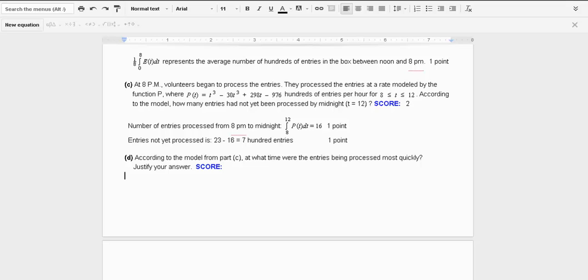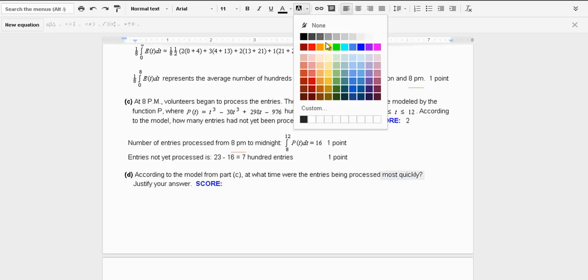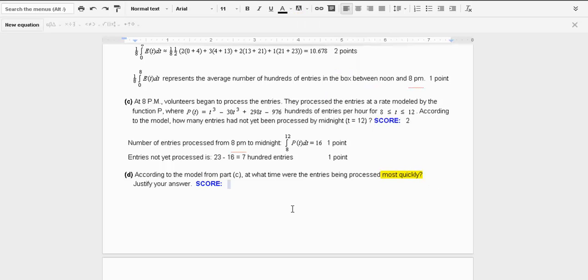Okay. Again, please write as little as possible, so this is sufficient. You don't have to recopy anything down. In part D, this is the last question. It says, according to the model from part C, at what time were the entries being processed most quickly. What you need to recognize when you read this is that they're asking you for the absolute max, and there is a very specific way you have to do it.